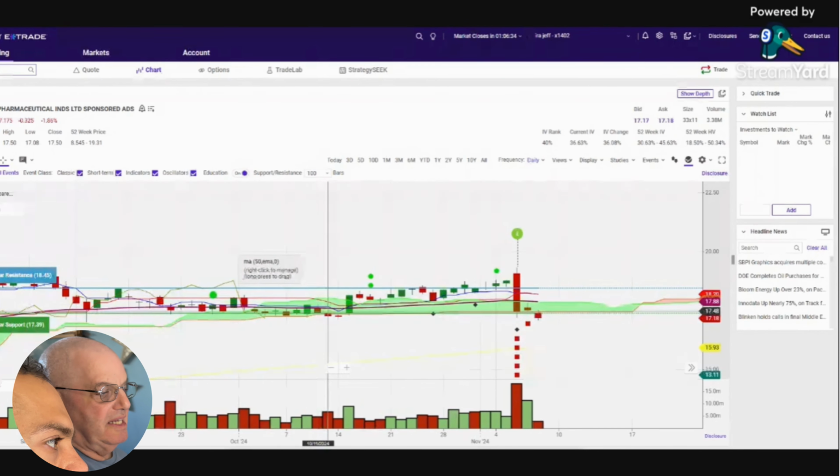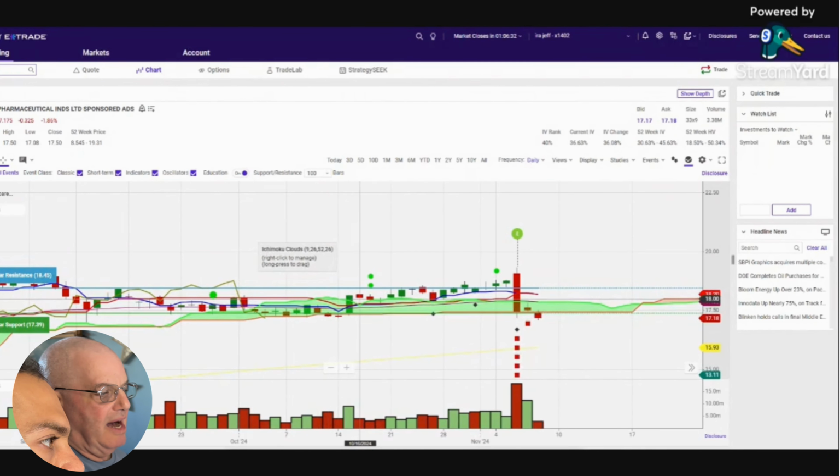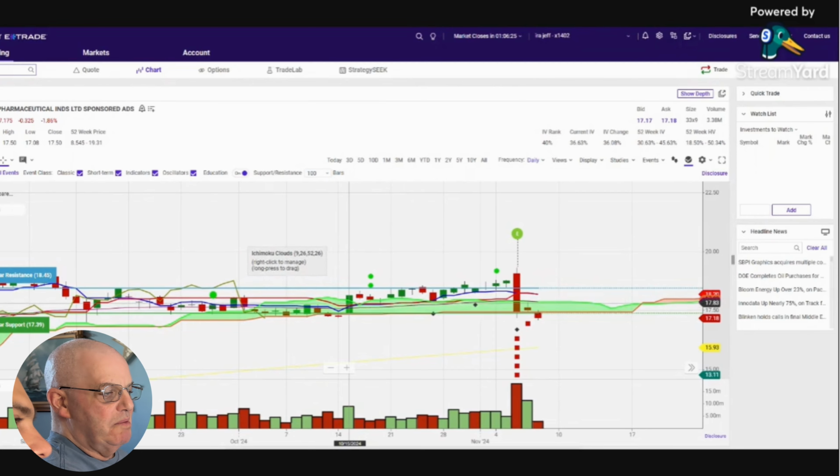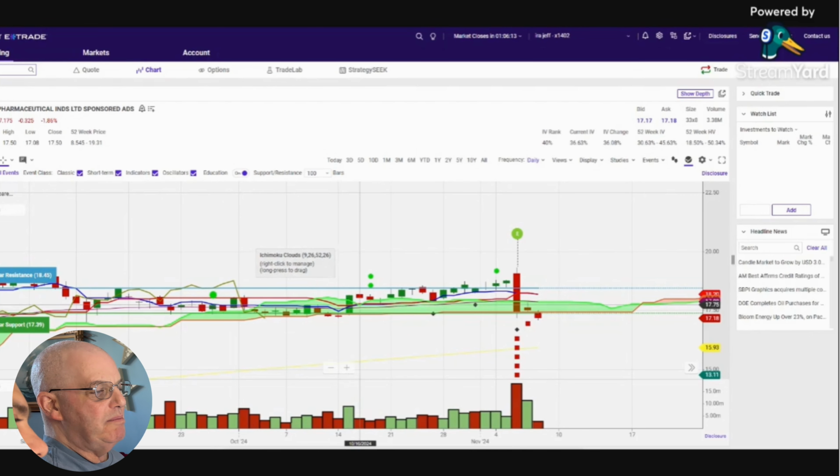Okay, so you see it's in the cloud, comes out of the cloud. For example, some people will see this big green bullish signal. I would say no, because I want confirmation the next day. It's always better to pay more for the stock or the option and have confirmation. I'd rather pay more with the feeling that I'm more correct.